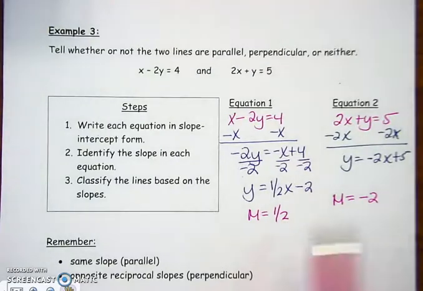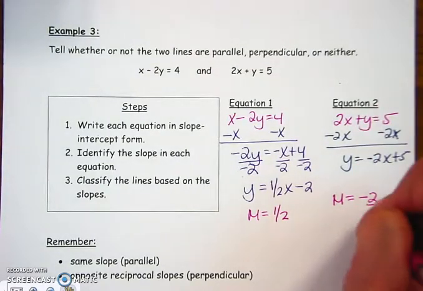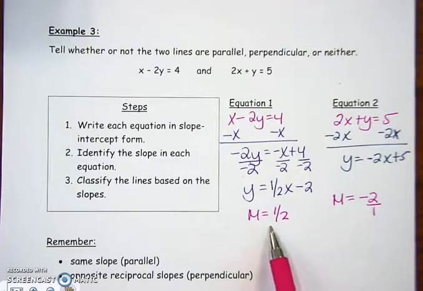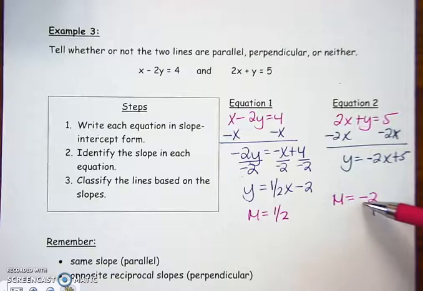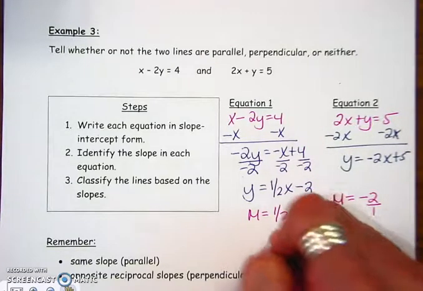If we notice these two slopes, if I put a 1 underneath here, I notice that there was a flip, and they have an opposite sign. So I know that this slope is the opposite reciprocal of the first slope. Therefore, these two lines are perpendicular.